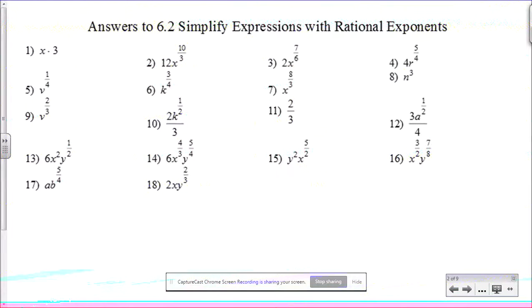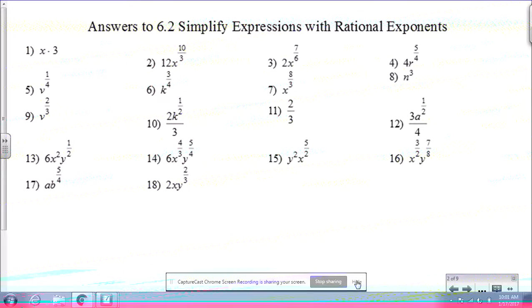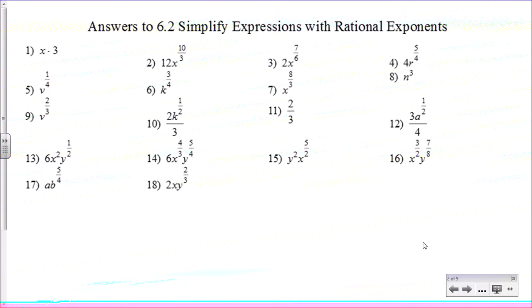Okay, today we're going to talk about how to convert between rational exponents and radicals. But before we do that, I want you to go ahead and check your answers for your homework from yesterday. So you can pause the video here in a second.